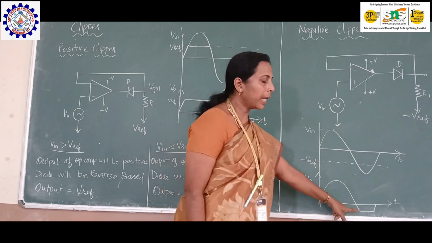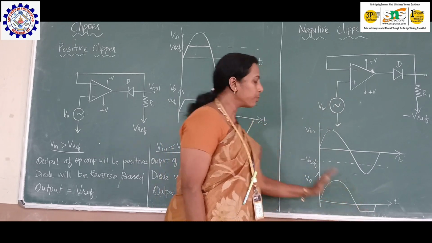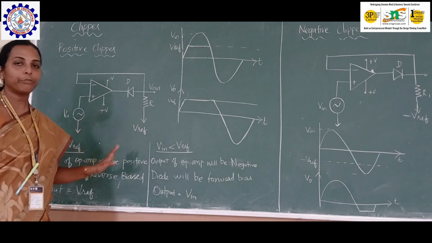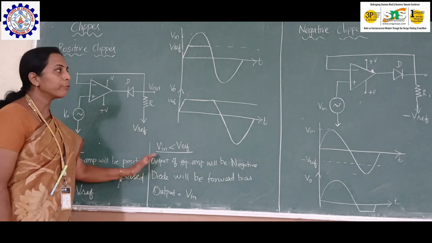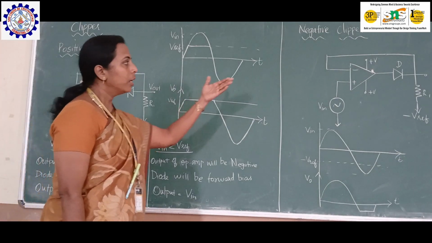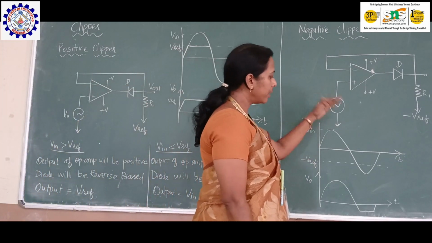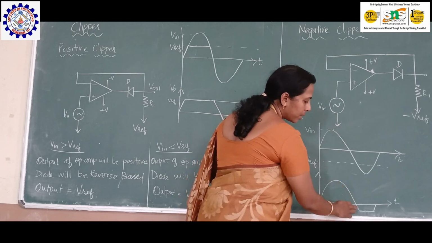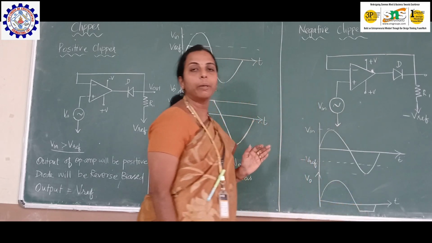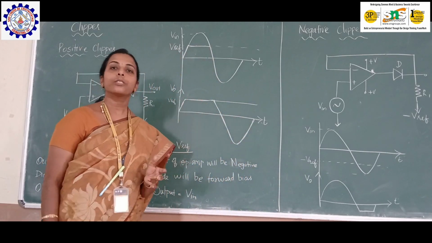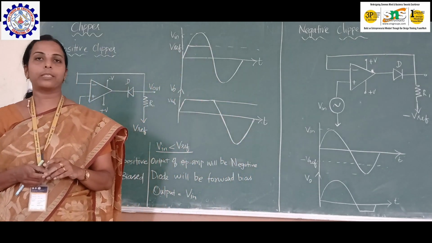So this is the negative clipper. The same condition applies here: V in greater than minus V reference, and V in less than V reference. When V in is greater than minus V reference, the diode will be reverse biased, and in the other case it will be forward biased. And so we will be getting the signals, and the negative part of the signal will be clipped off. So this is all about positive clippers and negative clippers. Thank you.